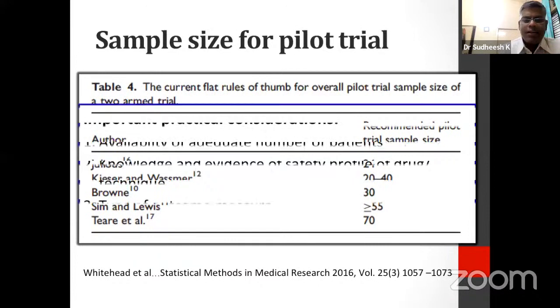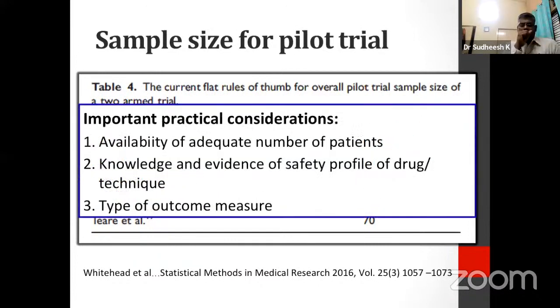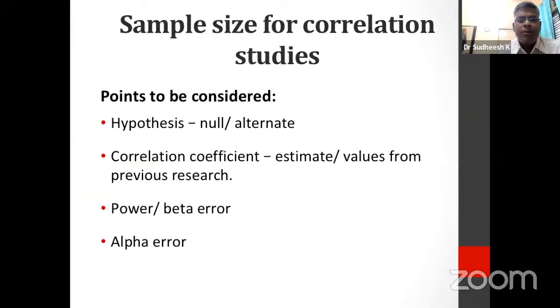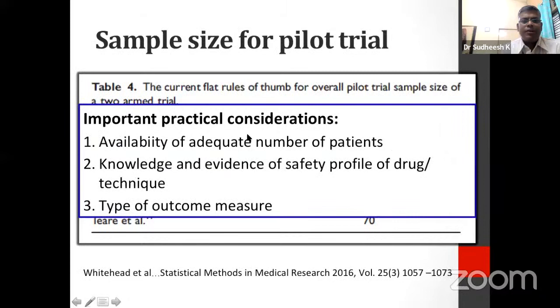Again, this depends on availability of an adequate number of patients, knowledge and evidence of the safety profile of a drug or technique, and also on the type of outcome measure you're trying to study. But an important point to be considered is whether it is a null hypothesis. So these are the important things you have to keep in mind with regards to a pilot trial.